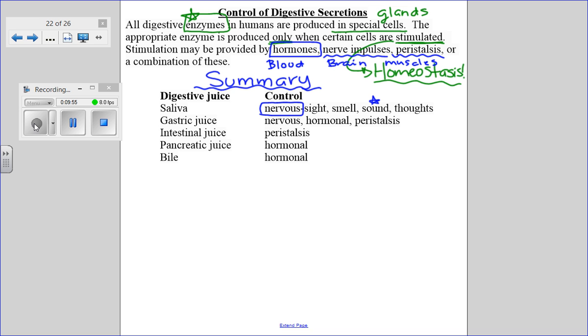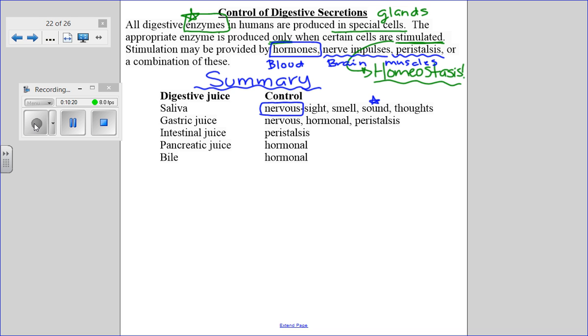There's a fairly famous set of experiments called Pavlov's dogs. And it was an experiment in psychology, but the idea was that the psychologist would ring a bell and feed a dog, and after a while, simply ringing the bell caused the dog to produce saliva because it expected food to come along with that sound. And so saliva is mostly under nervous system control.